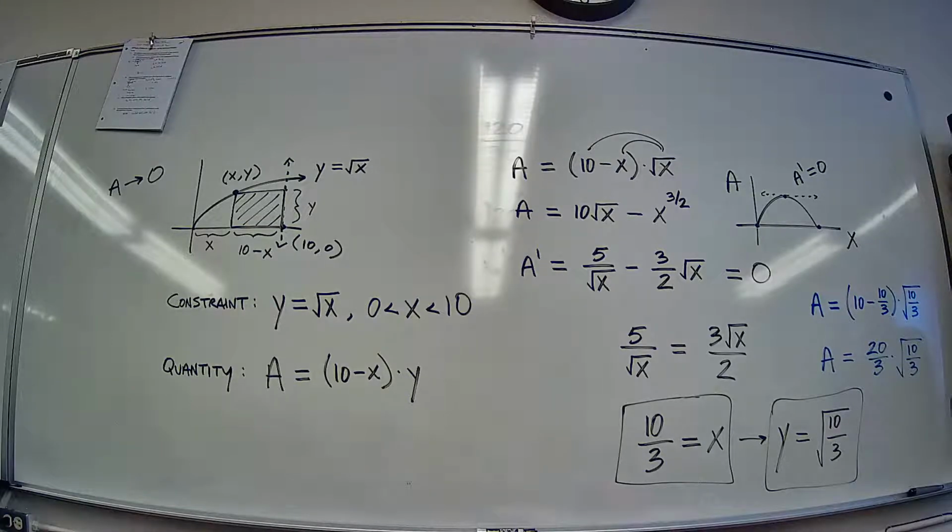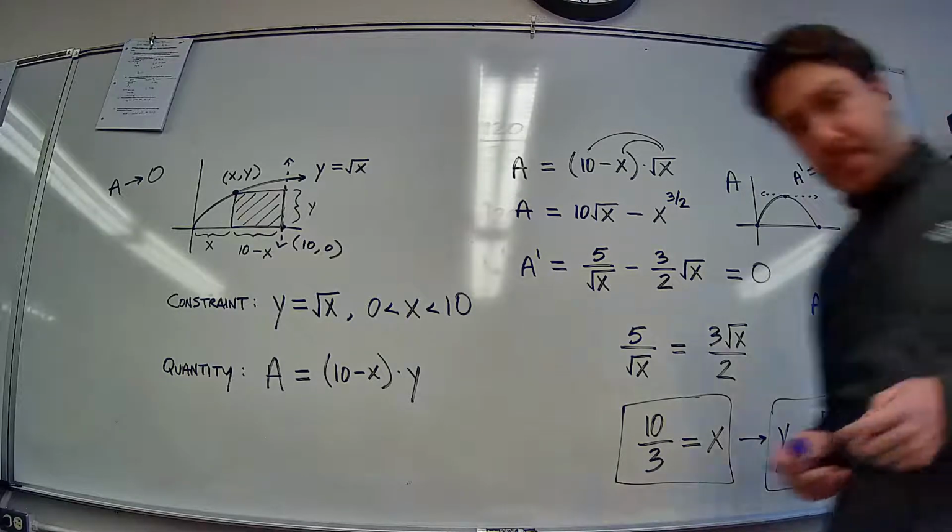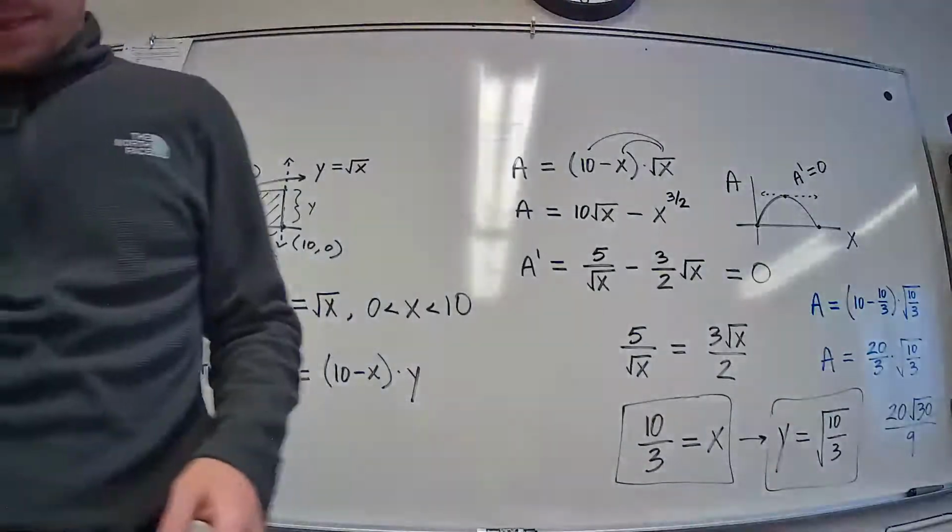We could write it, we could multiply this by root 3 over root 3 and get 20 times root 30 over 9. Does that number look that much different? No, I don't see a huge difference. But there you go, that's the answer. The answer is this very bizarre number: 20 thirds multiplied by the square root of 10 thirds. So kind of weird, right? Yes. There you go.